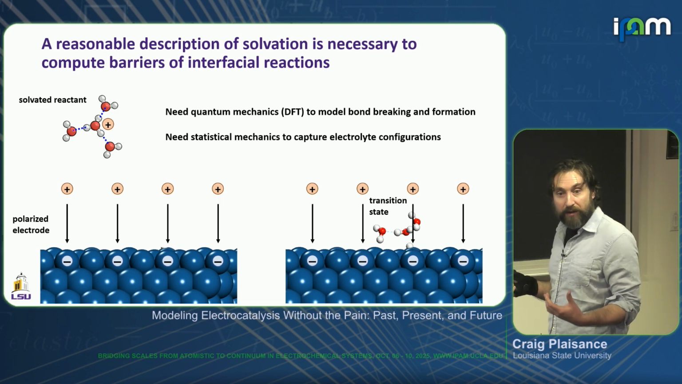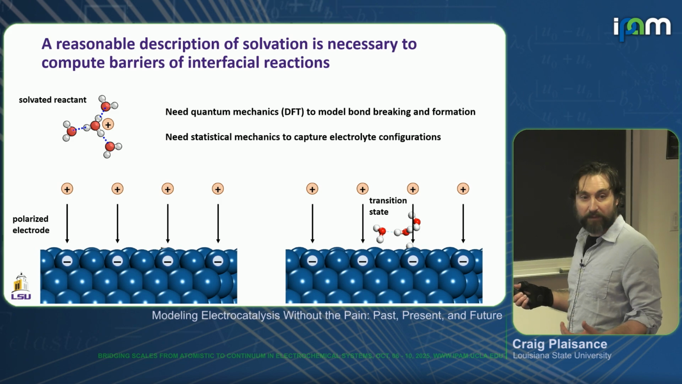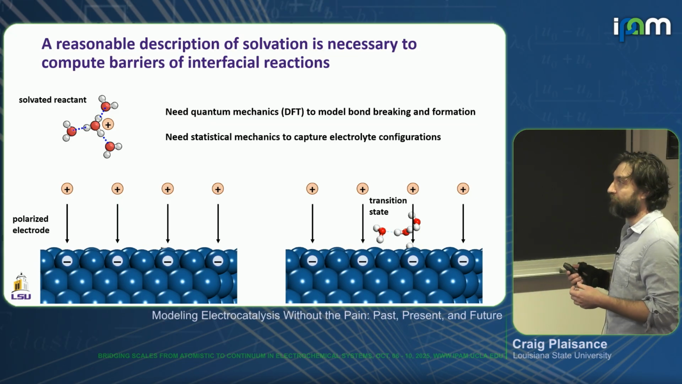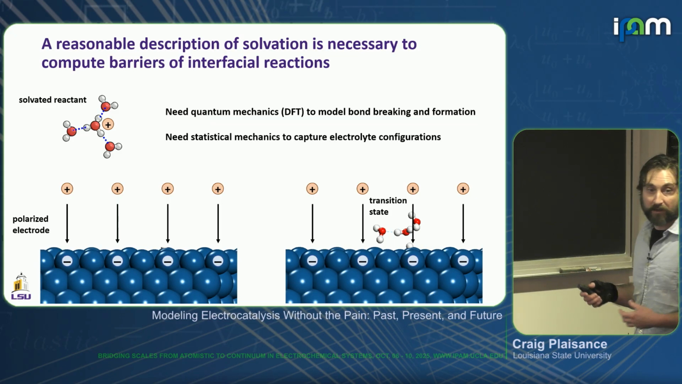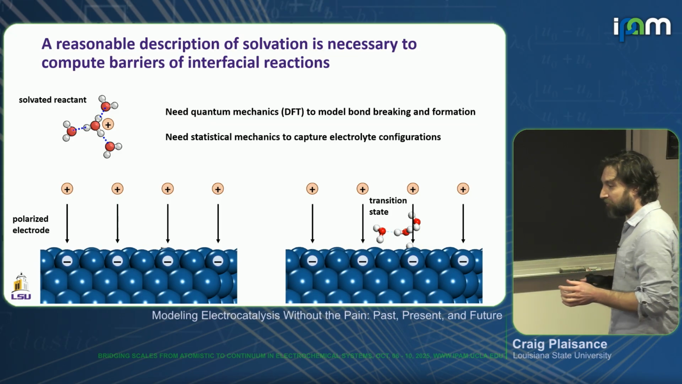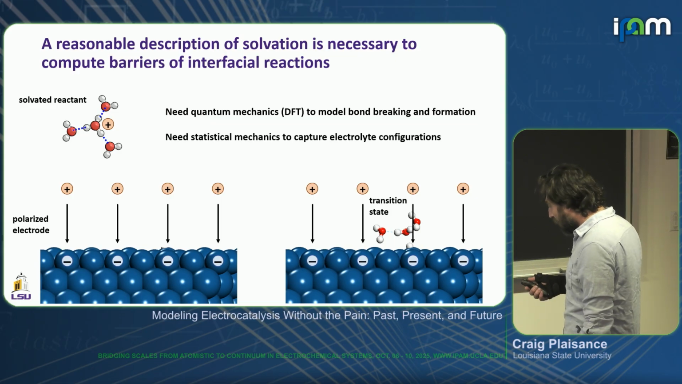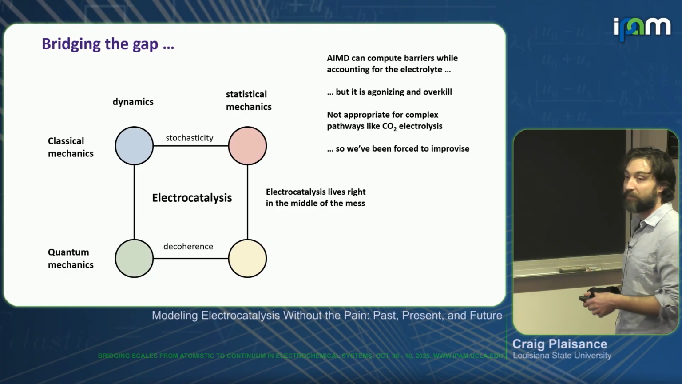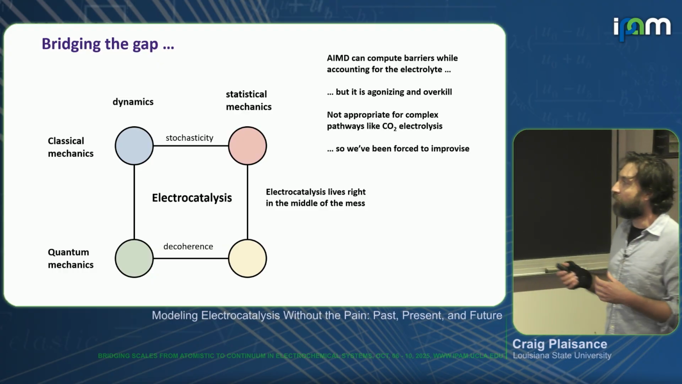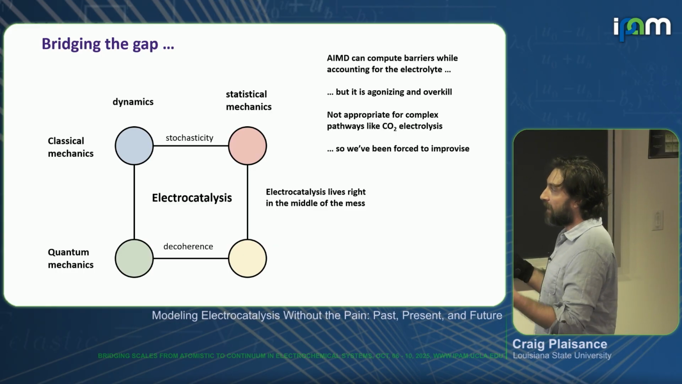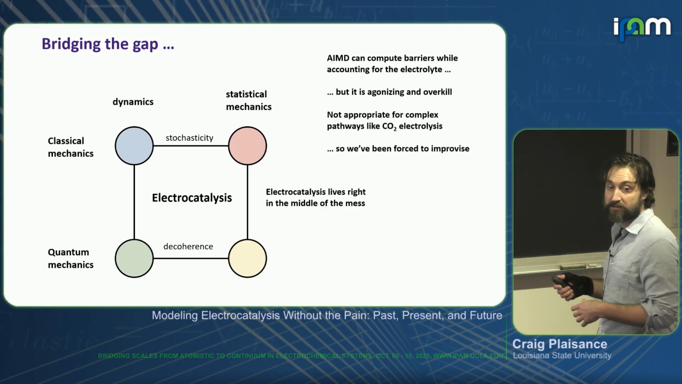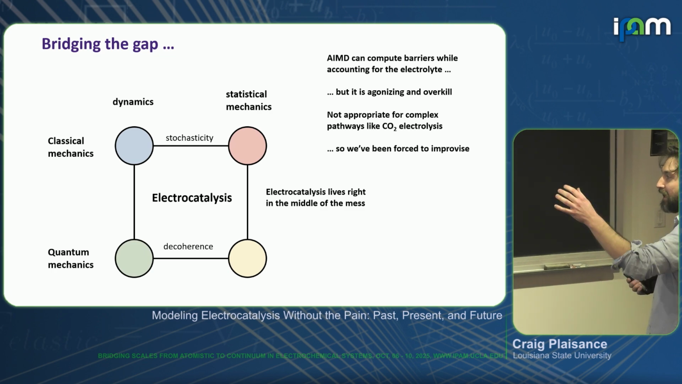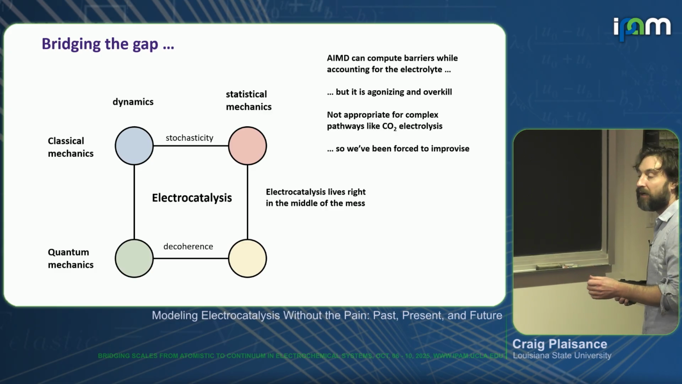Since we're modeling bond breaking and formation, we do need quantum mechanics, DFT, to describe that. But at the same time, we need statistical mechanics to describe the different configurations of the electrolyte. So this creates a kind of difficult situation. And let me come back to the whole theme of this workshop. It's bridging the gap. We've been talking about how we need to bridge the gap between dynamics and statistical mechanics, which is basically stochasticity. But in my mind, there's an even bigger gap. It's the gap between classical mechanics and quantum mechanics.